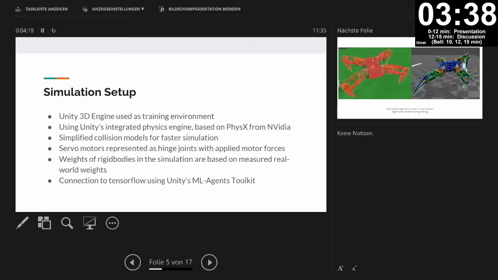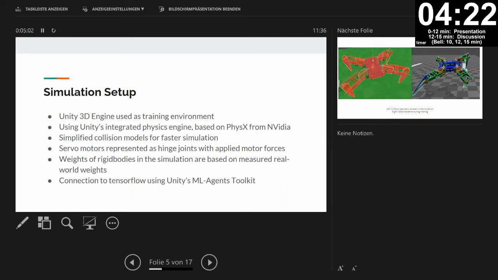As the simulation setup, we used the Unity 3D engine with different plugins, for example the physics environment for the physical simulation, like friction and stuff like that. We have very simplified collision models in order to speed up the simulation, because it makes no sense if your simulation runs for like 1 year. We have to have simulations running for 1 day or less, to be flexible and dynamic with our learning processes.